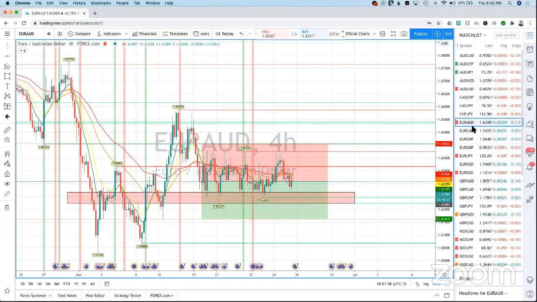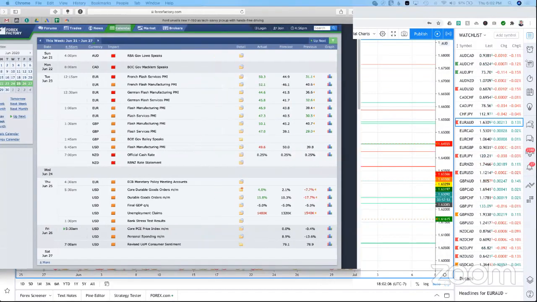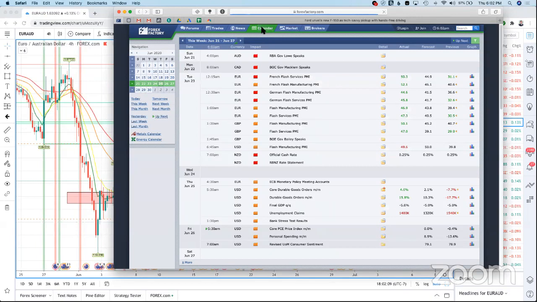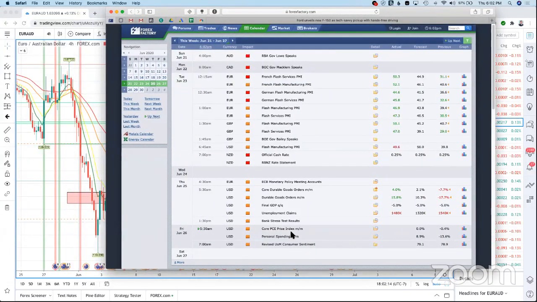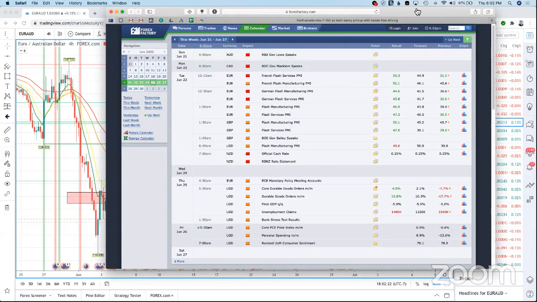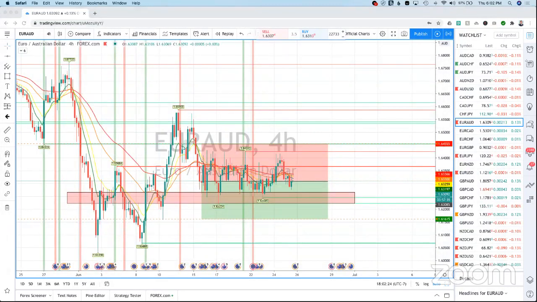So, is there news today? Let me see. It looks like there's no news. I mean, there's news at 5:30 a.m. tomorrow, but it's not really anything serious. It's PCE, personal spending. Aside from the consumer sentiment, but that's still medium news. It's not really too high impact. This is our Euro Odd.